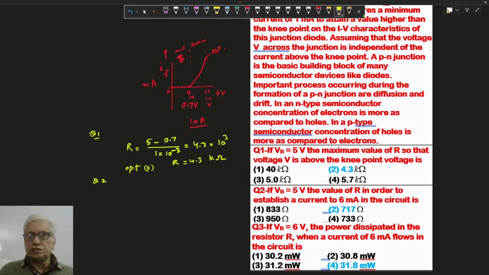Now question 2. What battery voltage is required to establish 6 milliampere? In this case, 6 minus 0.7 divided by 6 milliampere current. If we solve it, 10 to the power 3 goes up, and in that case, 7 ohms required. So option 2 is correct.